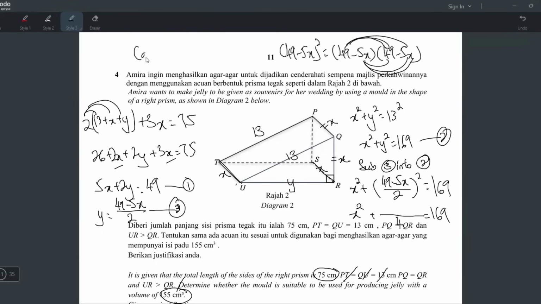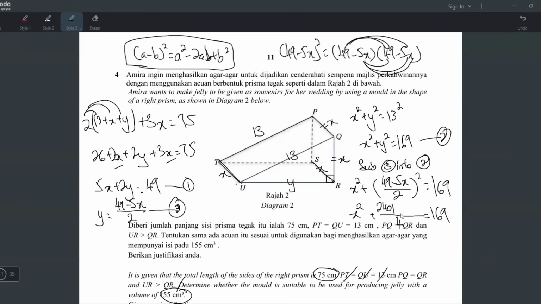Or you can use the formula: a minus b square is a square minus 2ab plus b square. Okay, just do this. So I will use this to expand. So dia akan jadi apa? 49 square. First you have to take a square lah. So 49 square. So you will get what? If you press calculator, you get 2401.